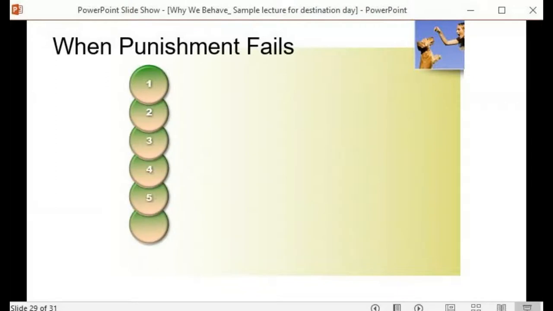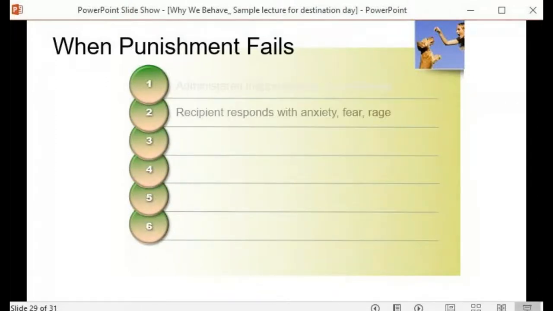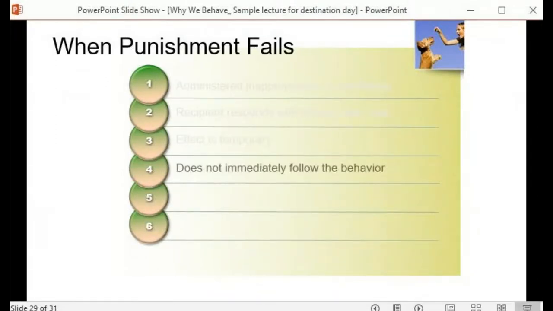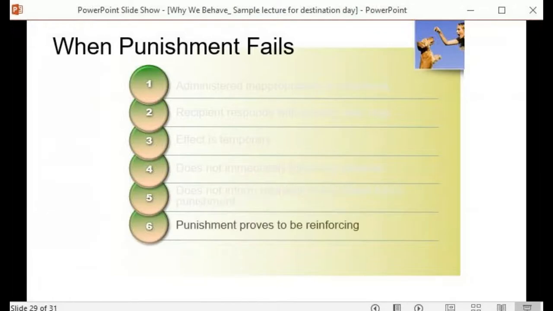Punishment is administered inappropriately or mindlessly. So, sorry, I can't get this to unanimate, but sometimes punishment is done out of anger as opposed to out of like a thoughtful way of saying, oh, you've done a bad behavior. I am now going to use punishment as a behavioral modification technique. Here is your punishment. Sometimes punishment is done in anger, right? And then it doesn't work as well.